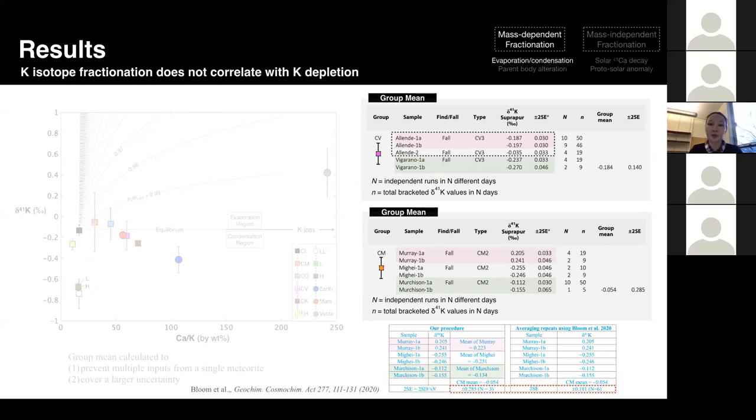There's a small table. So as you can see, we take Murray, Maha, and Murchison as only 3 inputs instead of 6 inputs, so that the two standard error is larger than if we just used all of the repeats to calculate the group means. This is why the uncertainty for the group means plotted or presented in this talk is much larger than our reproducibility of 30 ppm.